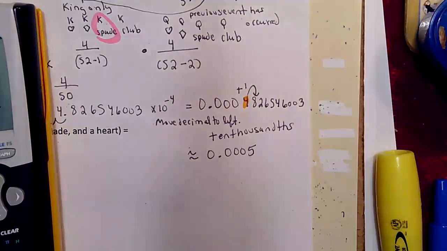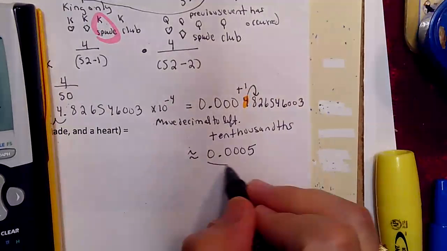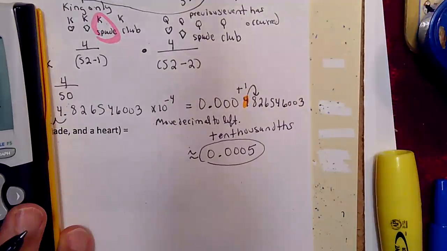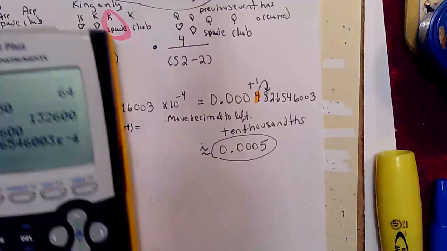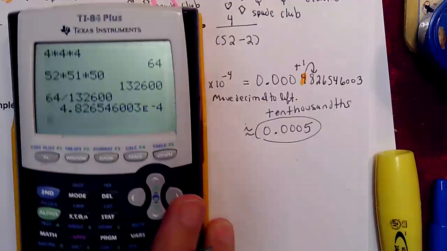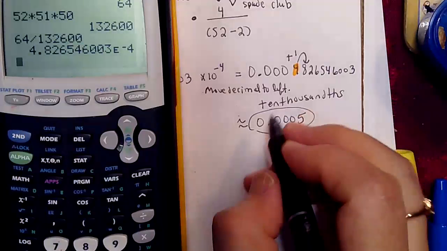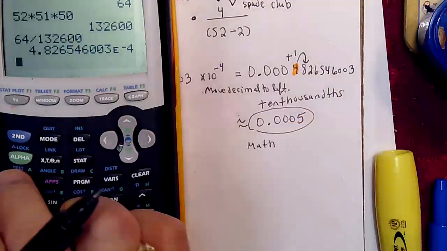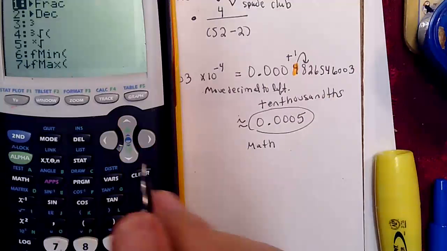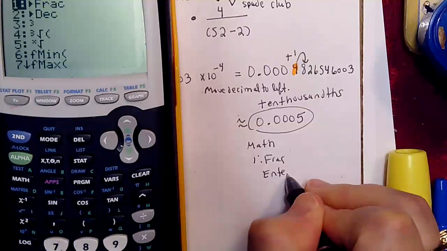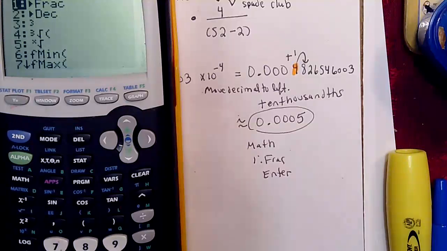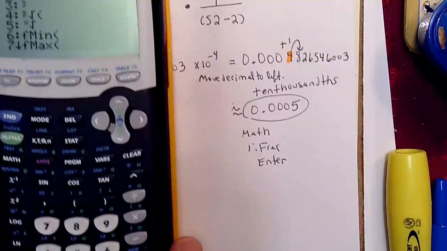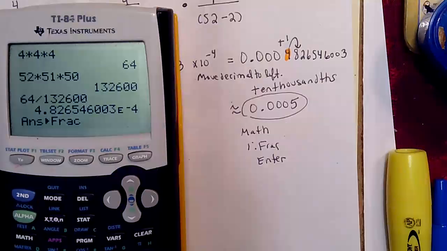Okay. And then for the fraction, you have this here. So hit math, and then hit this frac, and then hit enter, enter down here, and then hit enter again.